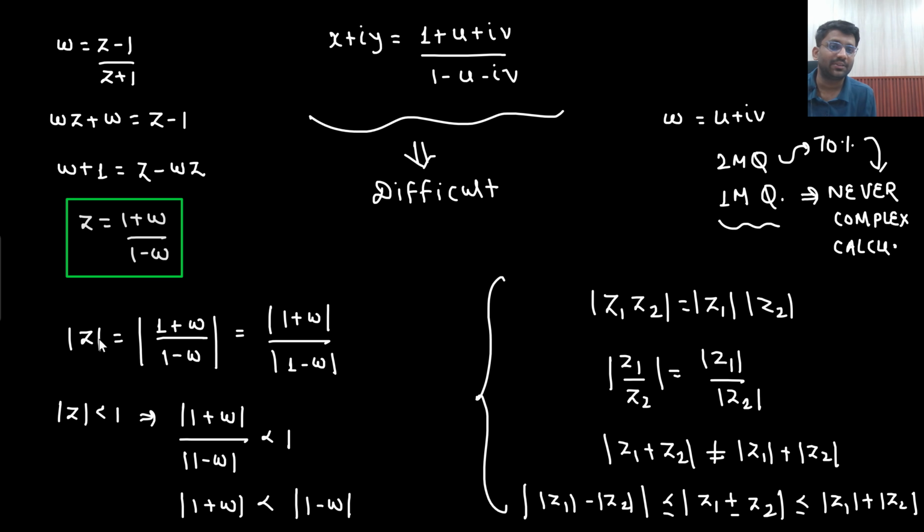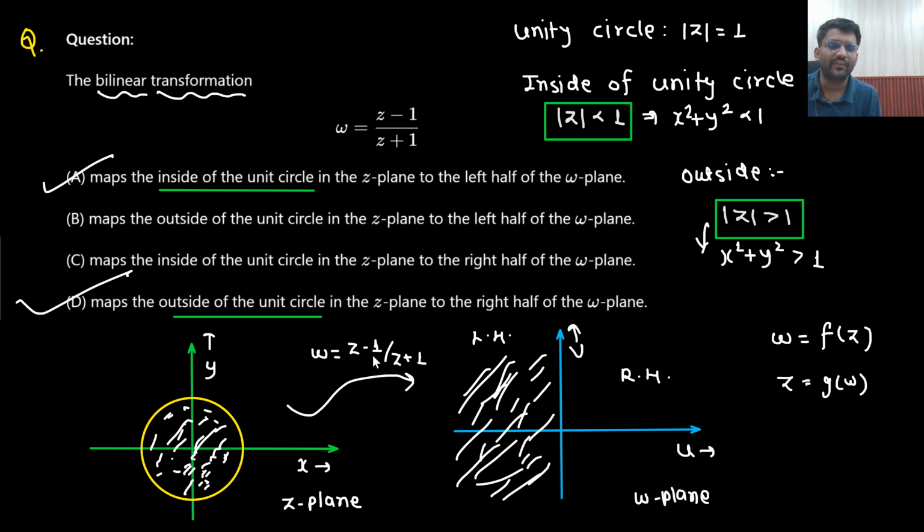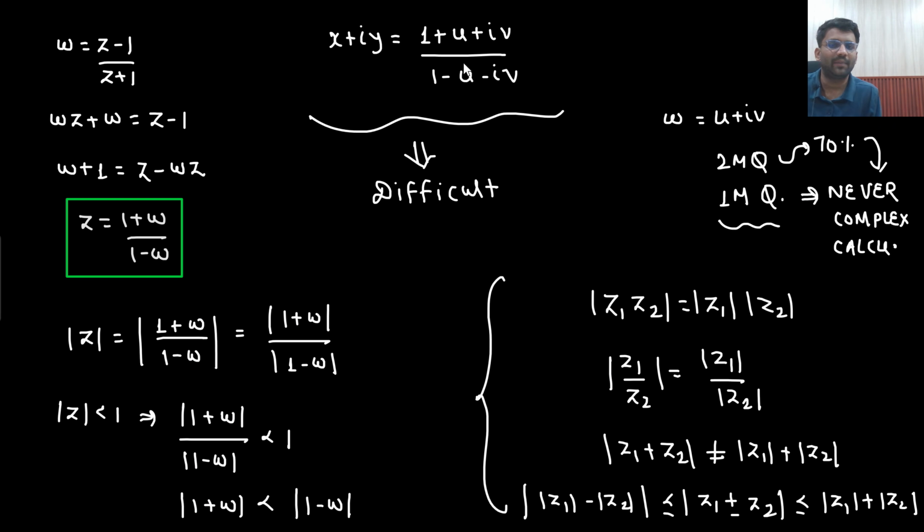Like here, you might be missing this point. It will not click for 90% of the students. They will go by the conventional method and mess up the calculation. Somehow they will try to relate it with x square plus y square less than 1. Everyone would be able to do all this process. Here, people will start struggling.